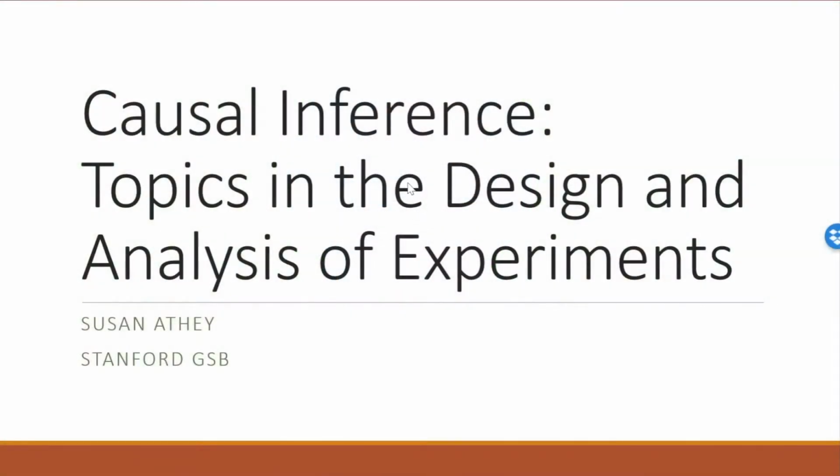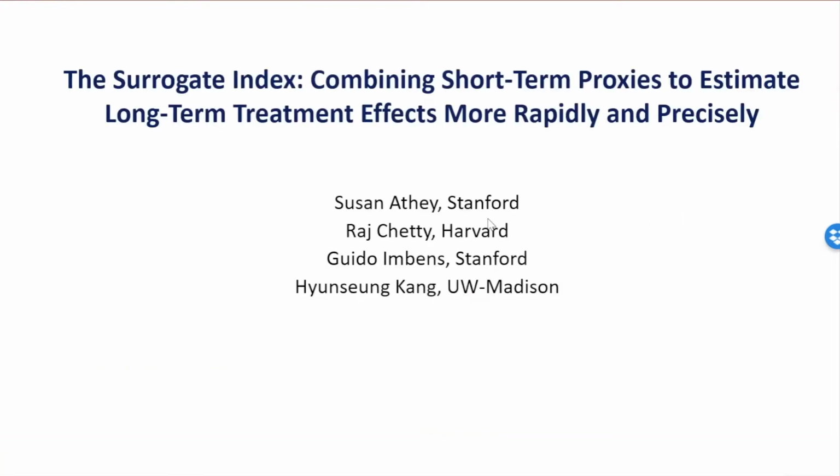Thanks so much for having me here at BayLearn. Today, I'm going to talk about some topics that arise in the design and analysis of experiments. So I want to start by presenting a paper that I've been working on about the use of surrogates. And this is joint work with Raj Chetty from Harvard, Hito Mbens from Stanford, and Hyun-Sung Kang from Wisconsin.